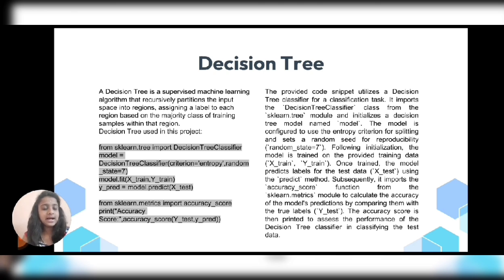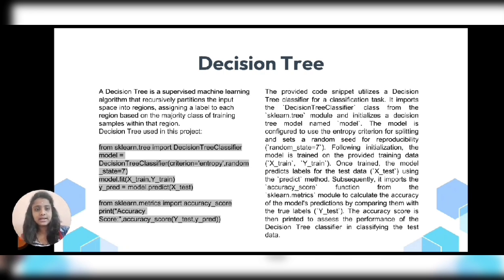It imports the accuracy_score function from the sklearn.metrics module to calculate the accuracy of the model's predictions. By comparing them with the true labels, the accuracy score is then printed to assess the performance of the decision tree classifier in classifying the test data.